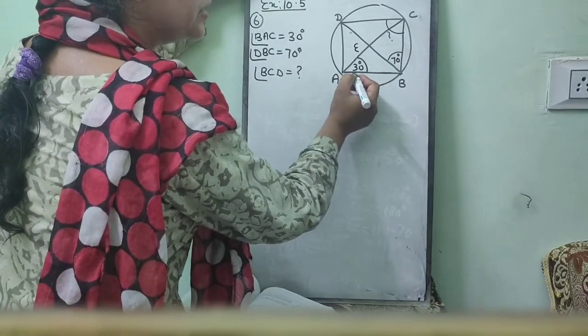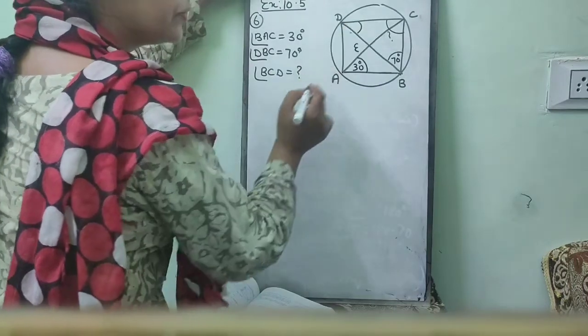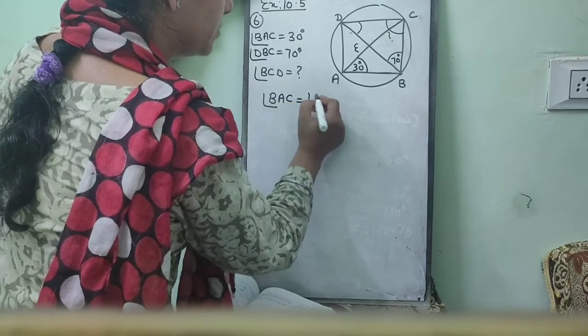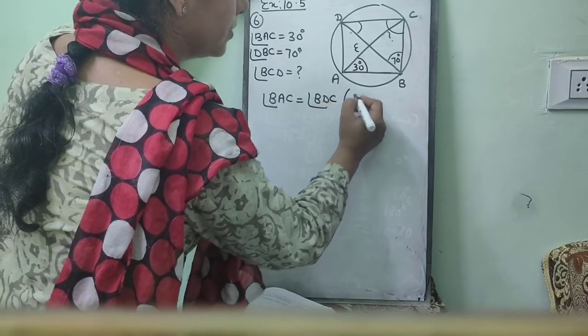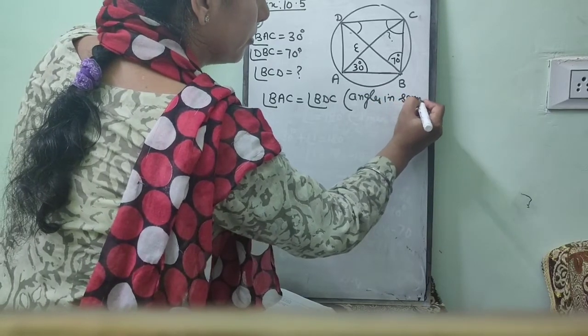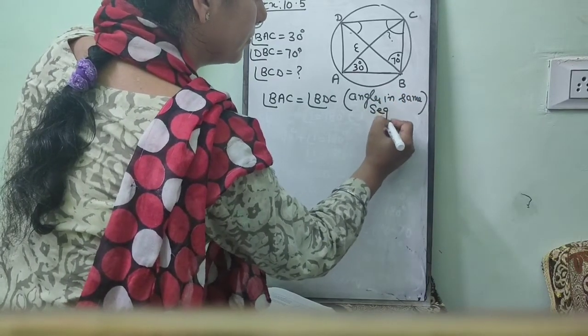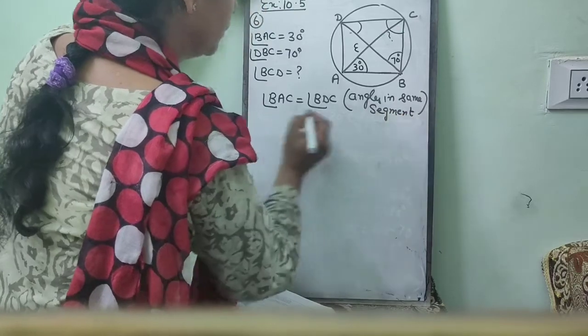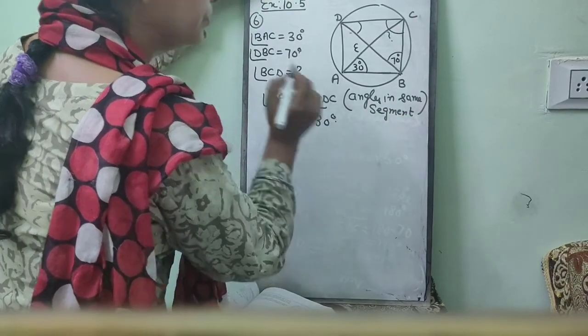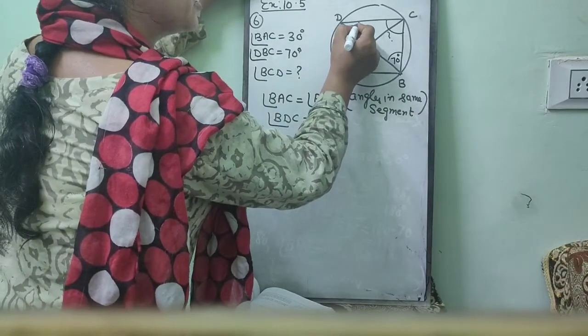Angle BAC and angle BDC, these are in the same segment. Angle BAC is equal to angle BDC, angles in the same segment. BDC will be equal to BAC, that is 30 degrees. So this angle is 30.